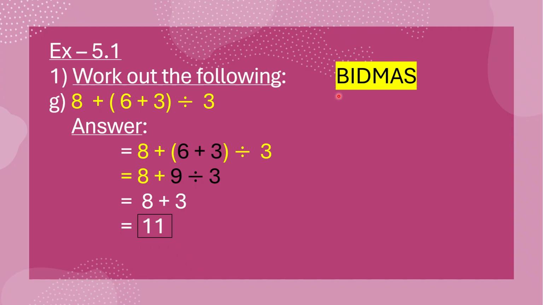So after the brackets, what do we have? In the order, we have division. Do we have division here? Yes. So we have to do the division next. 9 divided by 3 is 3. So 8 plus 3, that is 11.